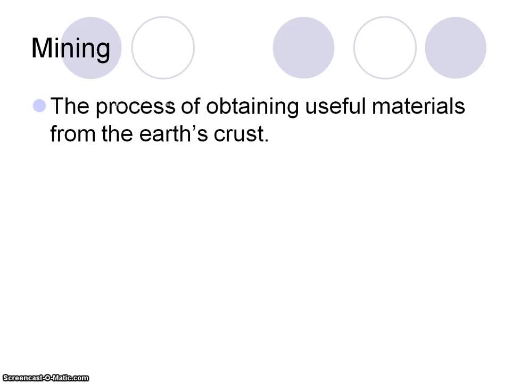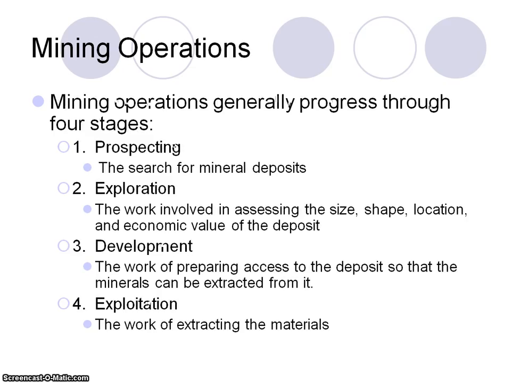Another term we know, mining, is just the process of removing useful materials from the Earth's crust. Four major operations usually go on when mining is going to occur, and usually in this order, before and while you're going through the mining process. First of all, you've got to make sure that you find a particular mineral deposit that you're wanting to mine for. That's going to be prospecting.